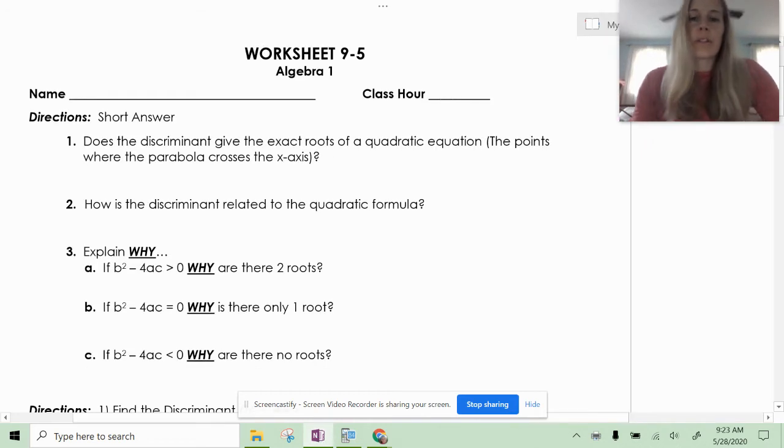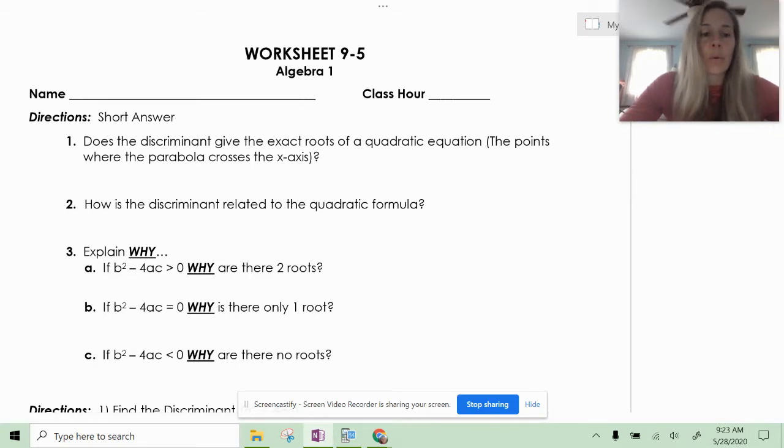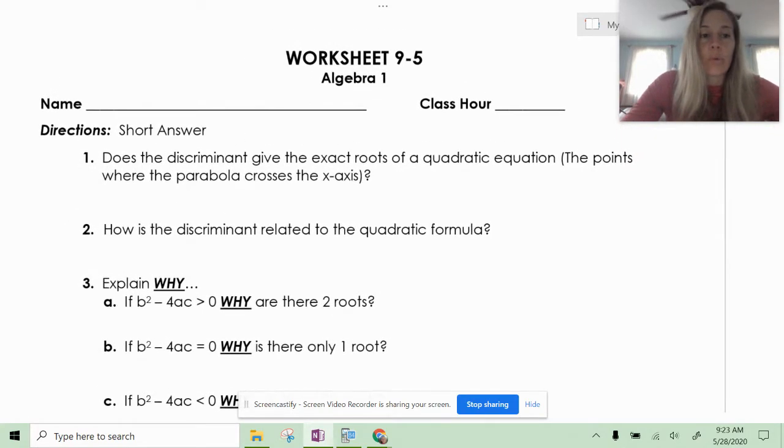Okay, so today we're just going to do a quick review of discriminant and quadratic formula, and then you're going to get a quiz on Monday. So let's just review these points here.